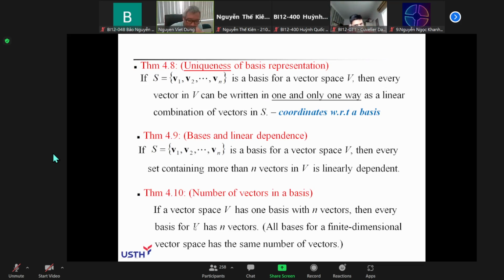And the last claim of this slide will be useful for the next slide. That is, suppose that a vector space V has one basis consisting of n vectors, then any other basis of V will have exactly n vectors. It means that the bases of a vector space always have the same number of vectors.